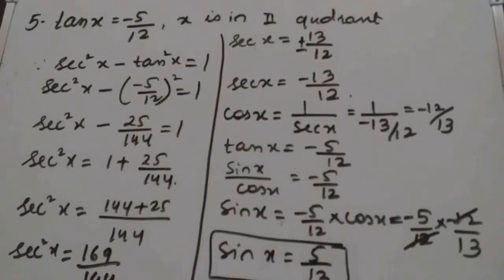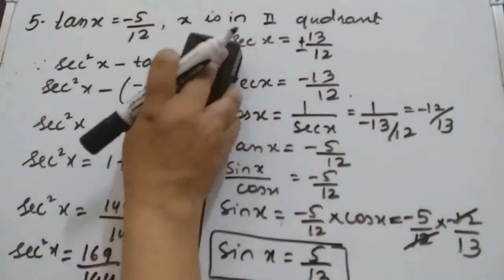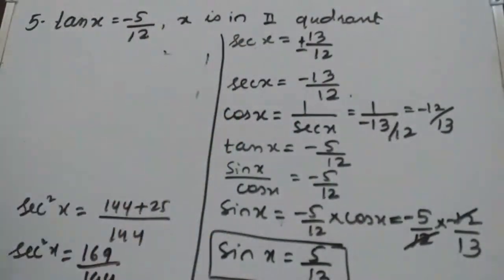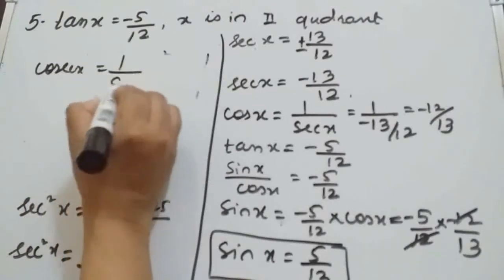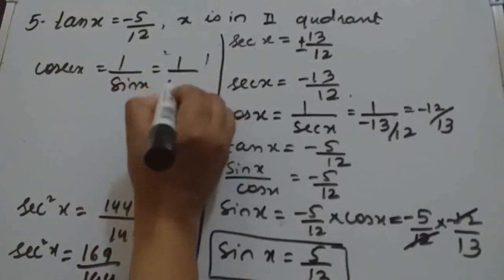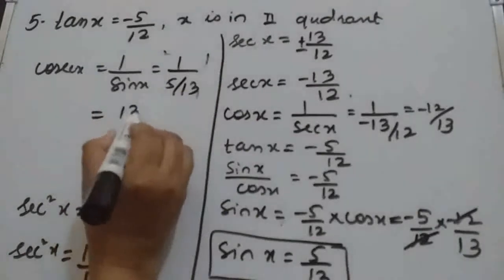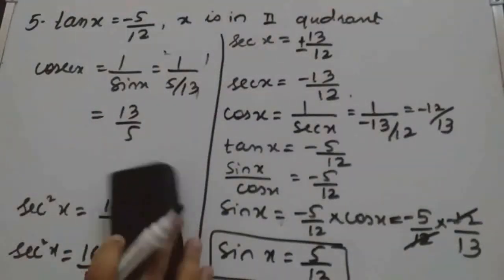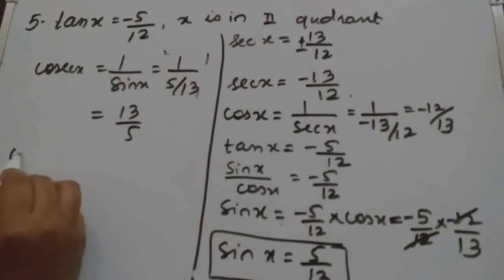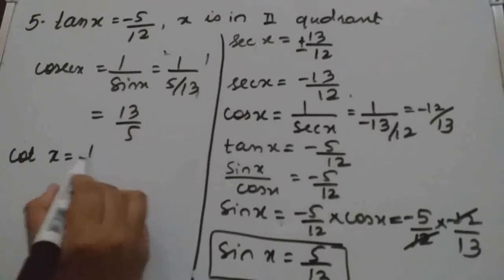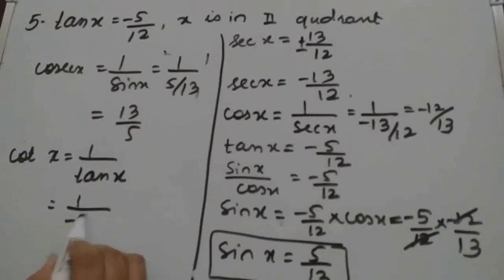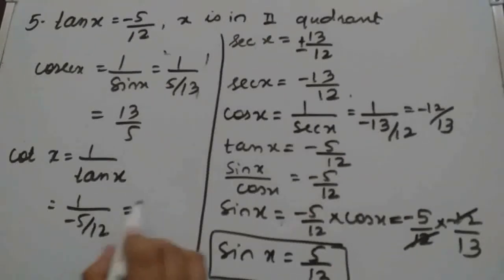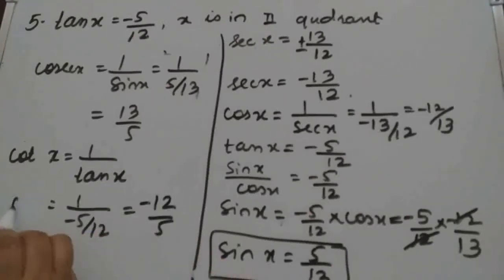Now after getting sin x, we can find cosec x, and one more is remaining, cot x. So cosec x is 1 by sin x, which is 1 by 5 by 13, so 13 by 5. And then the last one is cot x, 1 by tan x. So 1 by minus 5 by 12, which will give minus 12 by 5.